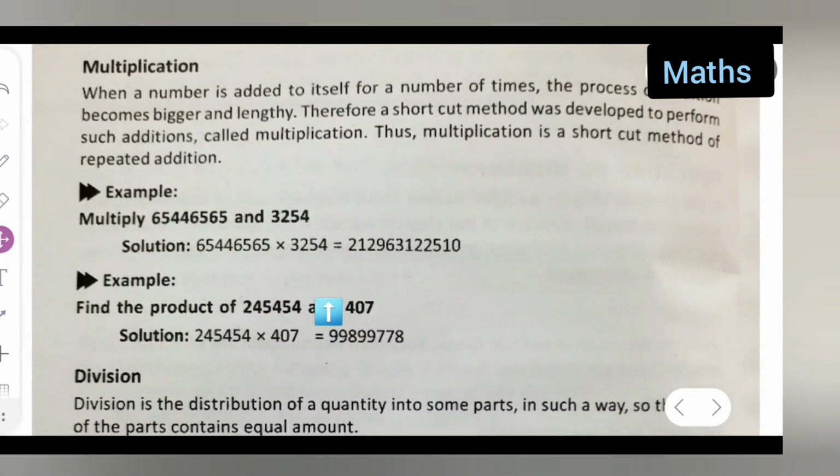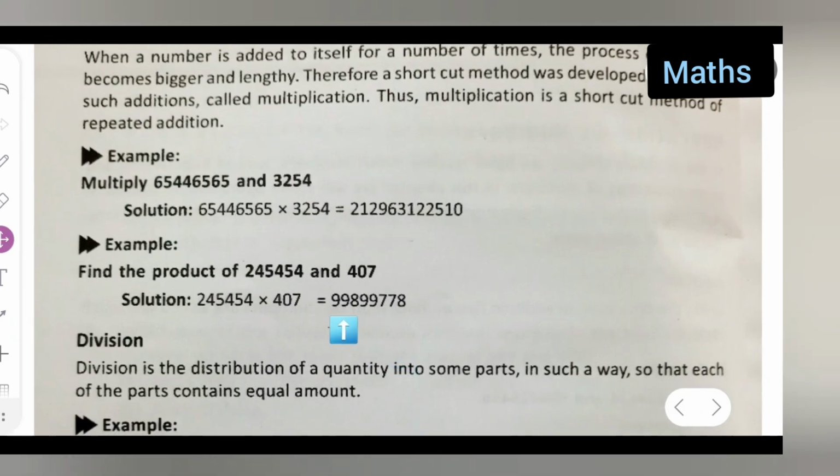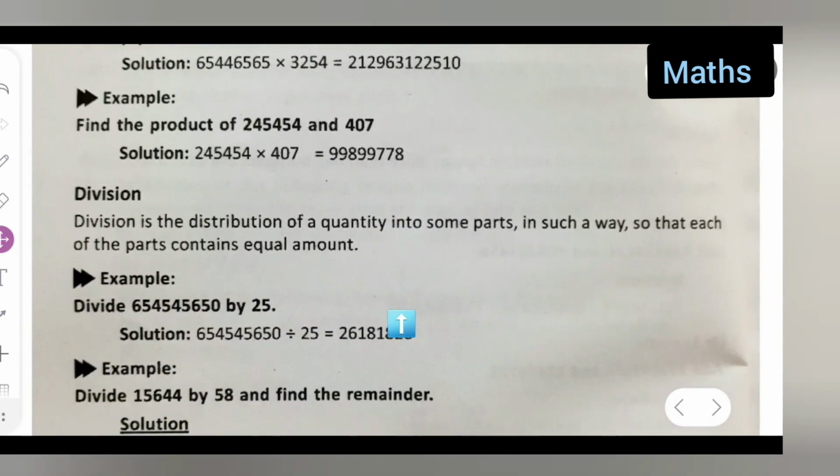Same way again, the example asks to find the product of 2 numbers, which means you will have to multiply and you will get a solution. After multiplying you will get this solution. Okay, next moving towards the next one, that is division.